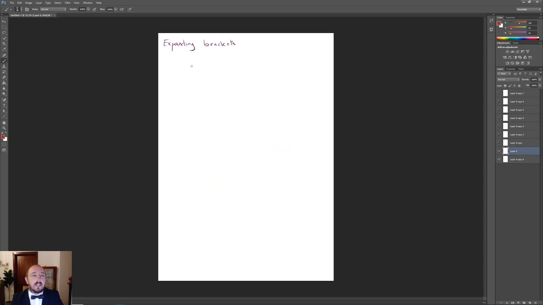The next topic that we have to talk about is expanding brackets. So what happens here is when we have a bracket like this, 2 brackets x plus 3, then we multiply everything inside by what's in front. So we're going to do 2 times x, which is 2x, and then 2 times positive 3. This is actually an invisible plus sign here. So plus 2 times plus 3 is plus 6.